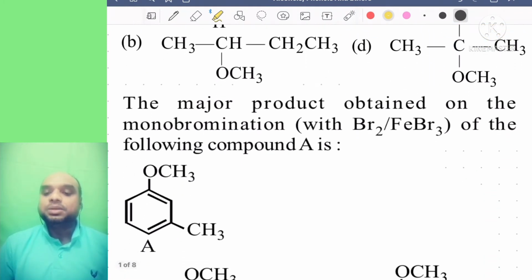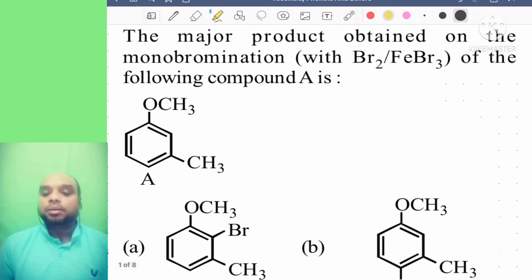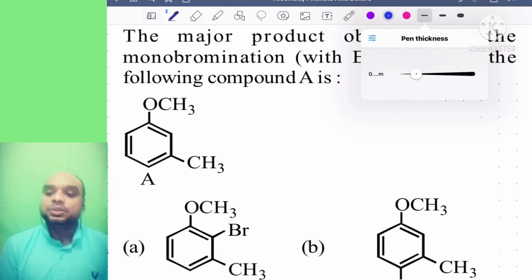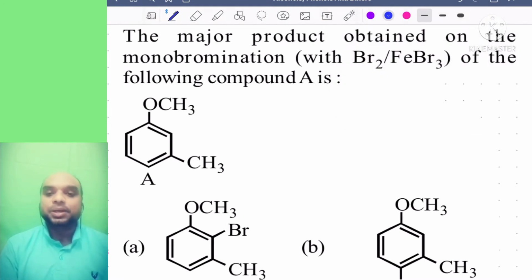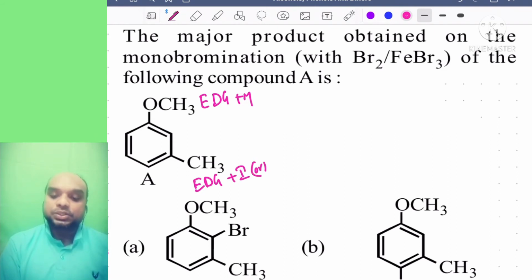Next, the major product obtained on the monobromination, Br2 FeBr3, of the following compound. If you observe here, two groups are there. Benzene is combined with OCH3 and CH3. Both are electron donating groups. OCH3 is an electron donating group by plus M, and the methyl group is also electron donating by plus I, or hyperconjugation we can also take.